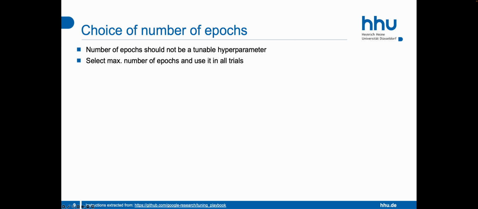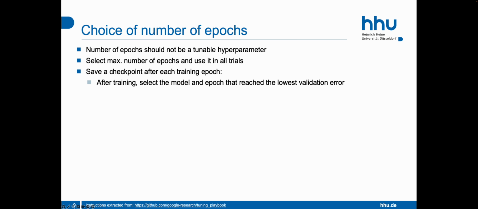Similar as for the batch size, it is recommended to not treat the number of epochs as a hyperparameter. If you have enough computational resources, you can select the same maximum number of epochs that is large enough for all training runs. And large enough means that you can train until the validation error is not improving anymore. During each training run, you can save the model after each epoch and select after training the model that resulted in the lowest validation error.